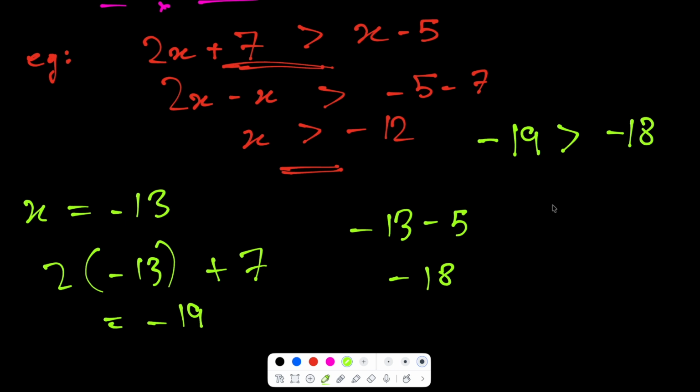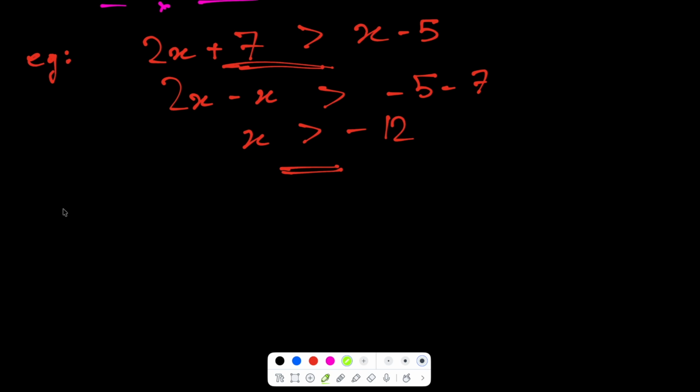Now, according to x equals minus 13, the linear expression should be minus 19 greater than minus 18. Now, this is not possible. Minus 19 is actually less than minus 18. Therefore, x cannot be minus 13. Let's try with a value that is greater than minus 12.